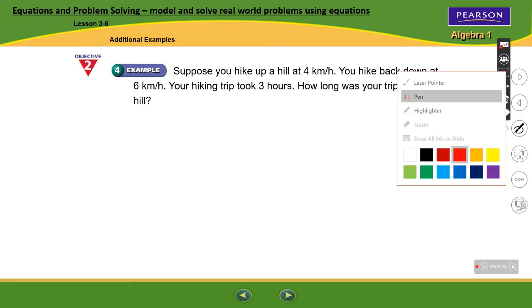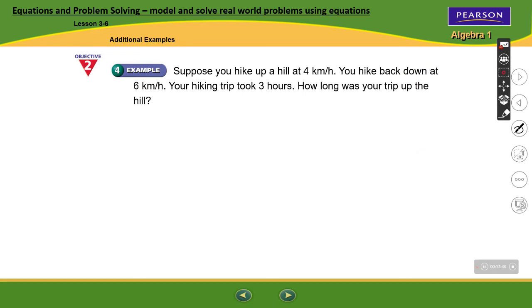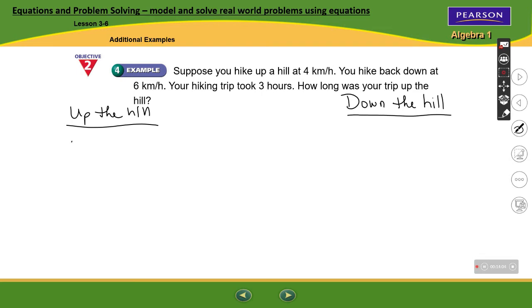In order to set it up, I'm going to set up two situations again. I'm going to set up the hill, and then I'm going to set up down the hill. All right, so up the hill, what do we know? We know that there's some distance that we don't know, d. We know that they're going 4 kilometers per hour. That's their speed. And again, we're using distance equals speed times time. So 4 times their time. We don't know how much time it took them to go up the hill, so I'm going to use t.